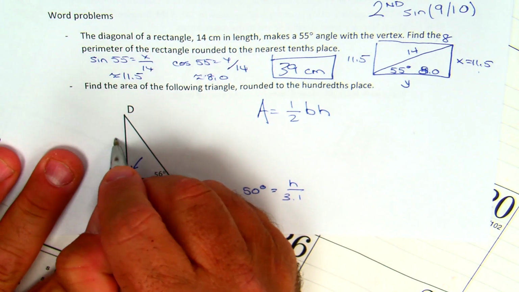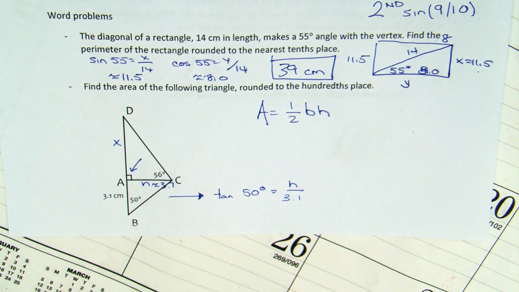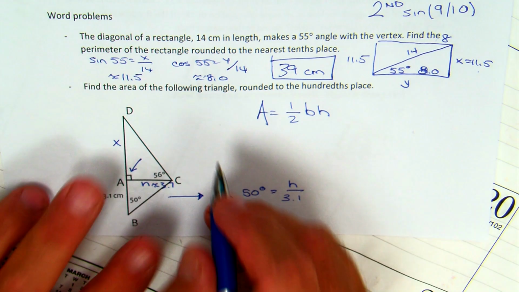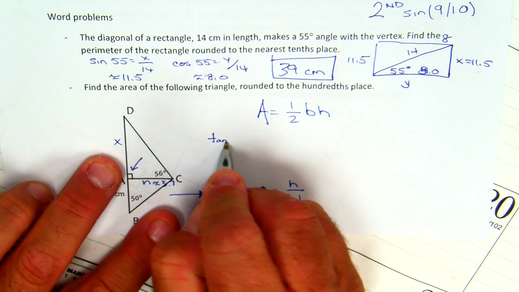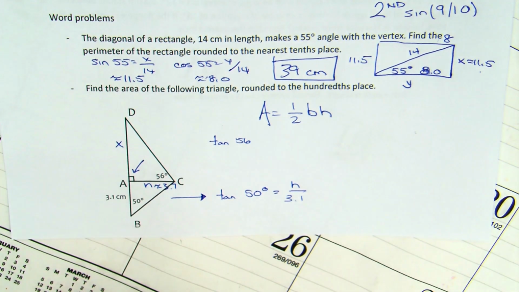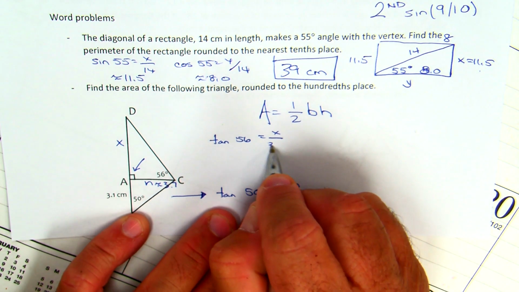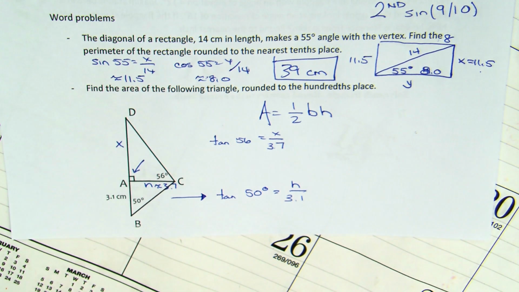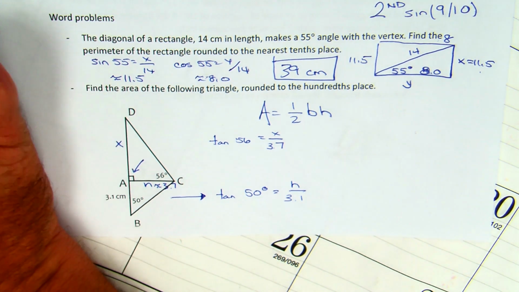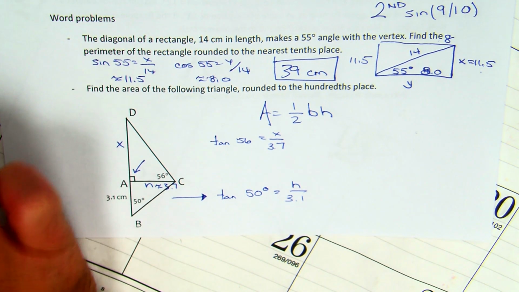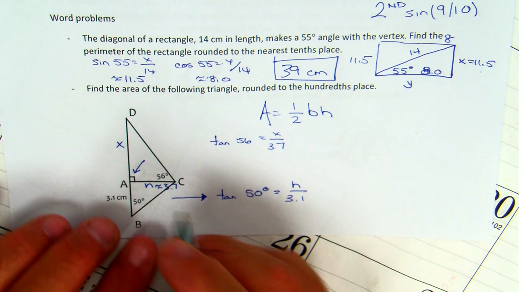Now I need to get this side length, which I'm going to call x. Once again, hypotenuse is not involved, so which trig function has got to be? Tangent. Again, tangent 56, only because they gave it to me, equals x over the adjacent, which I found to be about 3.7, or you can just scroll up in your calculator. I do 3.7 tangent 56, and I get about 5.5.